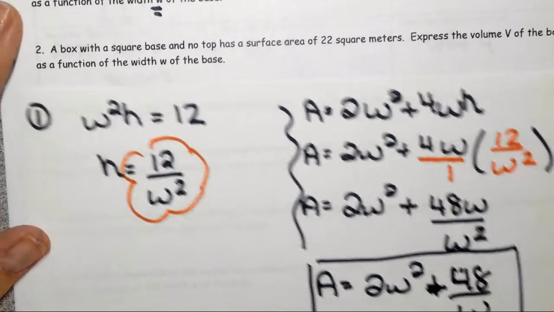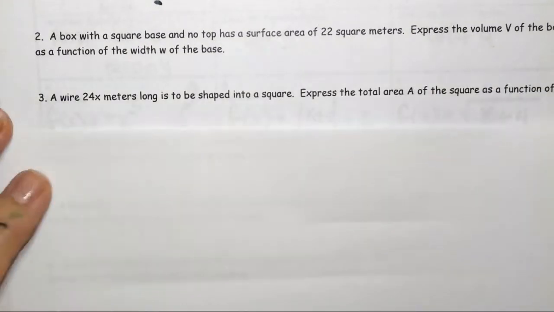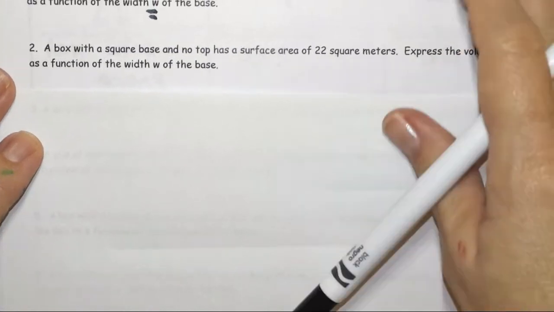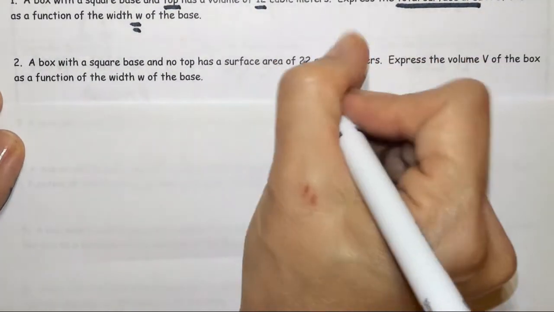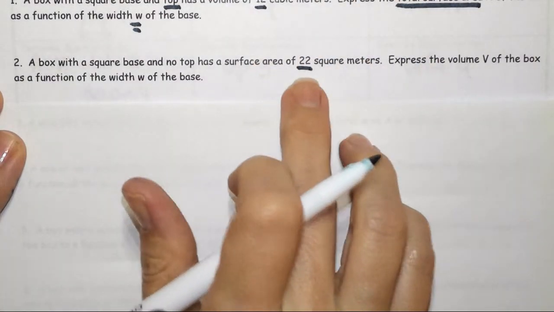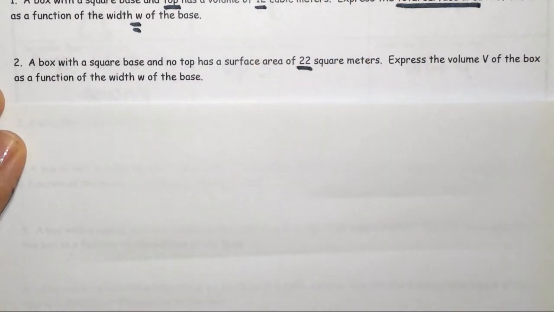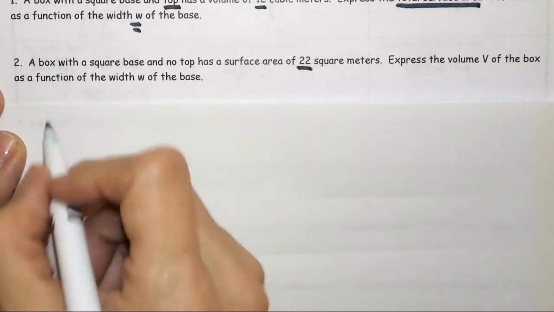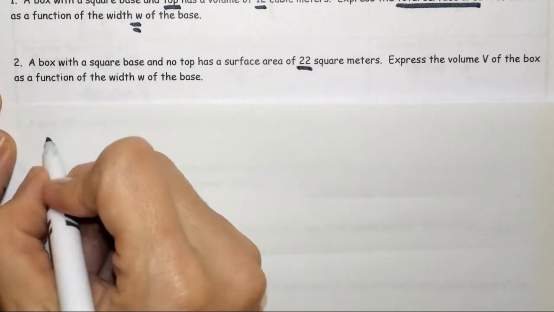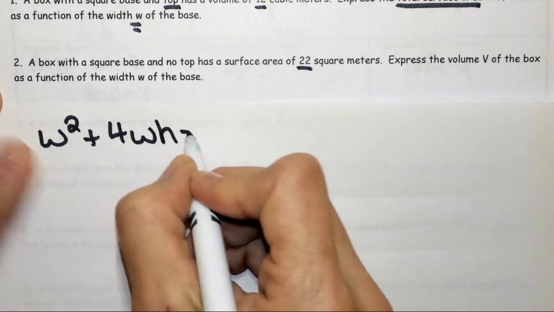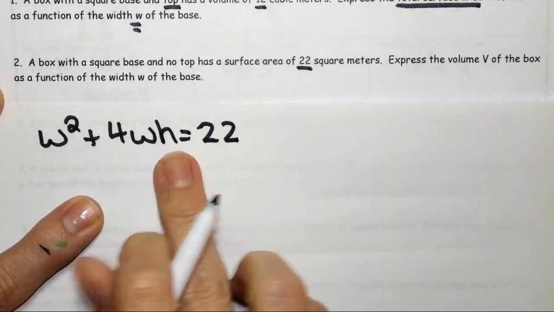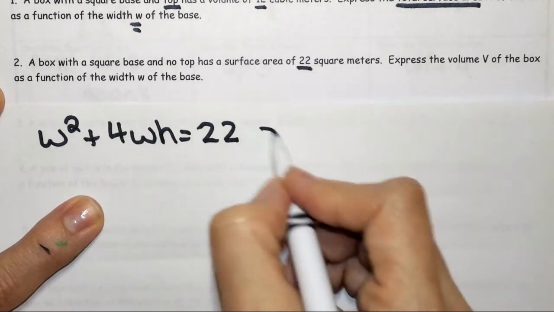All right, the next one's number 2. So number 2 in the application problems. It says a box with a square base and no top has a surface area of 22. Again, I'm going to start with the one where they gave me the value. So they're telling me that the surface area with no top, so W squared plus 4WH equals 22. That's my first equation. That's what they gave me the value for.